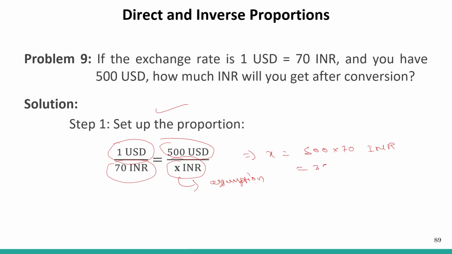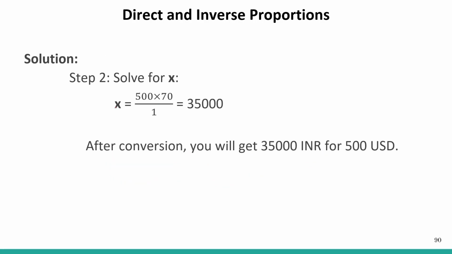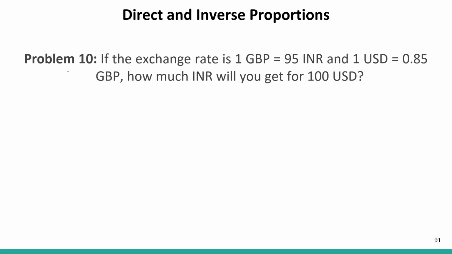So this will be 35,000 Indian rupees, right? This will be the answer. So solving for x, x is equal to 500 into 70 by 1 is equal to 35,000 rupees. After conversion, you will be getting 35,000 Indian rupees, this much amount for 500 US dollars. So let's see problem number 10.